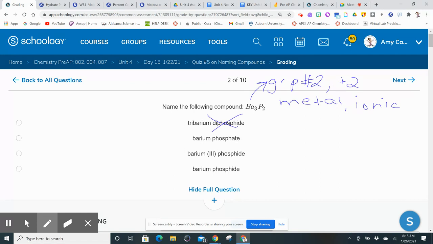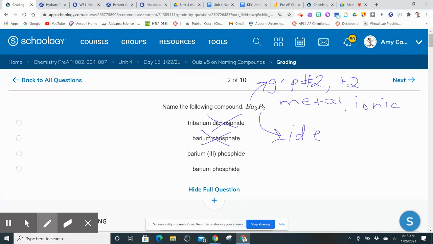Okay. Now, the other thing you have to remember is, now let's look at the P. P is a nonmetal, but what do we call just P? What do we call it? When naming ionic compounds, the second element, what do we do to it? We change the ending to something. What do we change it to? IDE. Exactly. We change this to IDE. So that takes out that one.